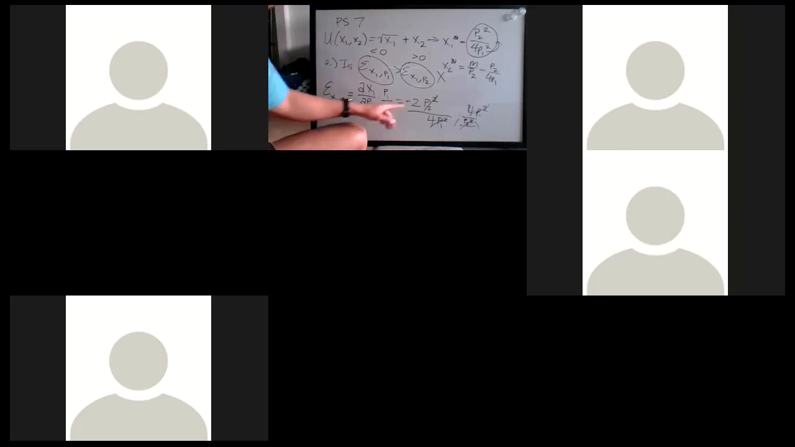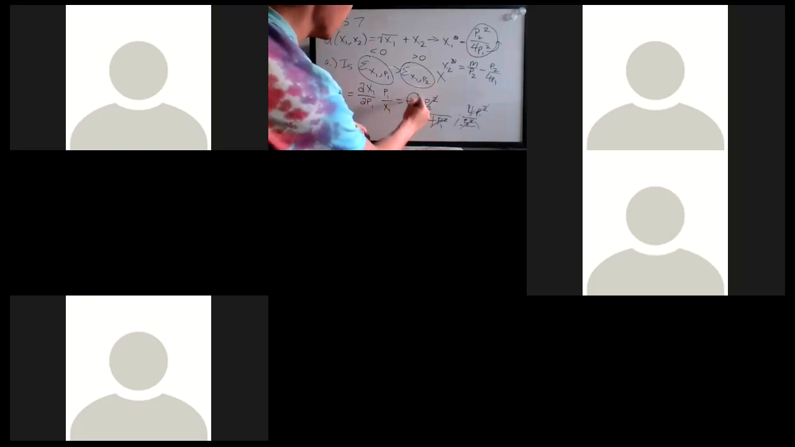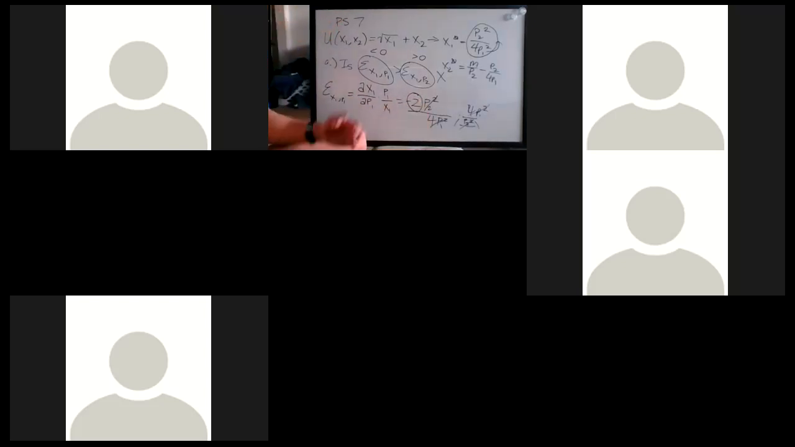And so yeah, what we get is -2. And the interpretation of this is, for every 1 unit increase in my price, I should expect that my demand for good 1 will decrease by 2 units.